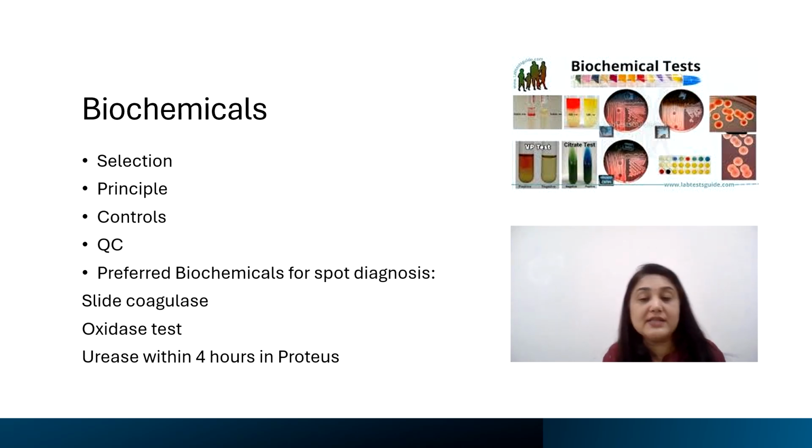Remember, even the urease test you can quote, it gives a result within 4 hours in Proteus. So certain things have to be kept in mind, and you have to select the biochemicals as per the availability at the particular site where you are giving your exam. But try to cover the routine ones, and don't forget to put sugars as well.